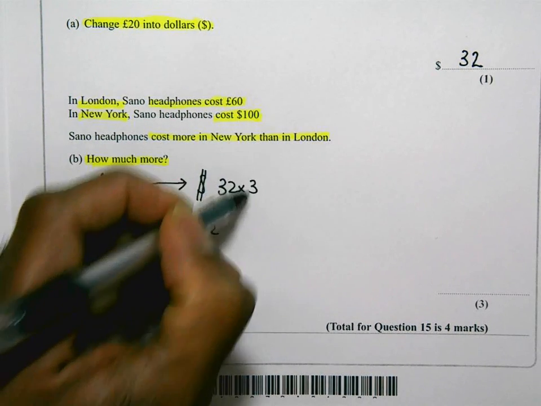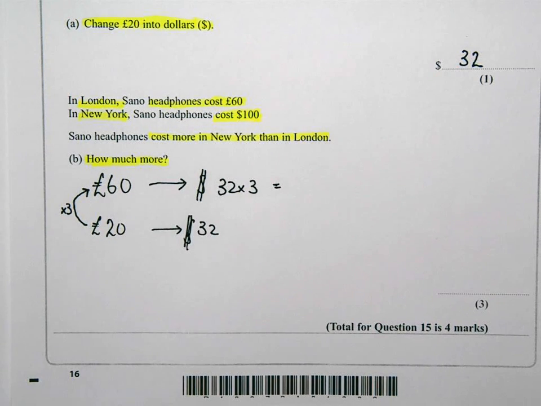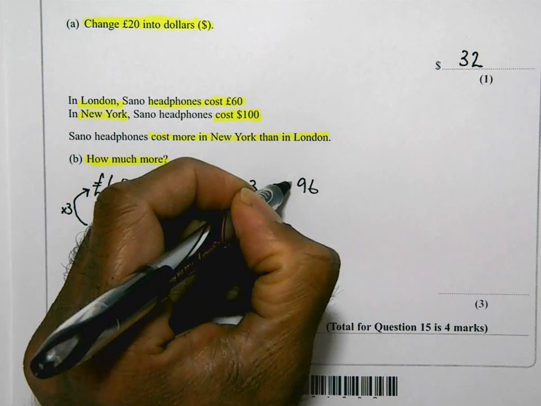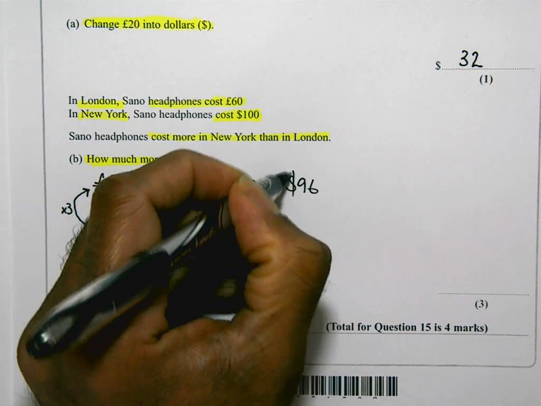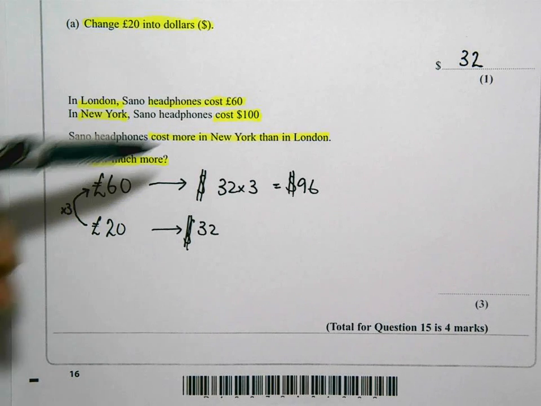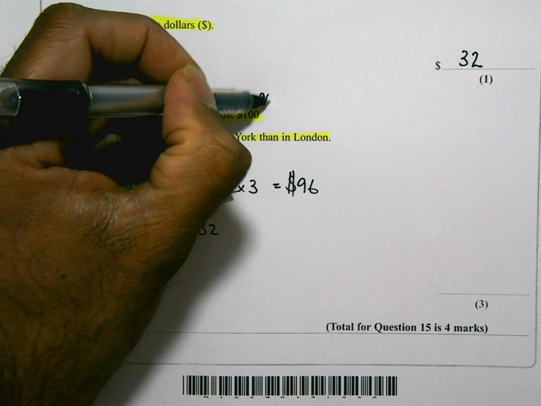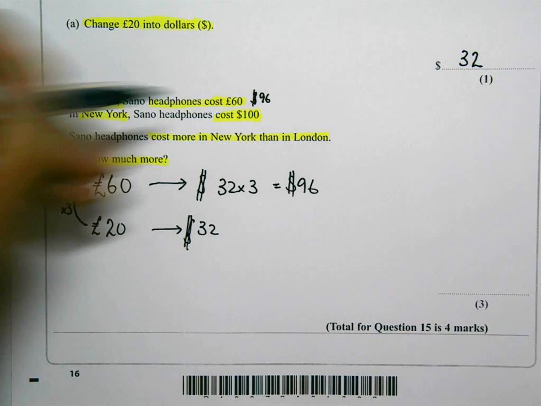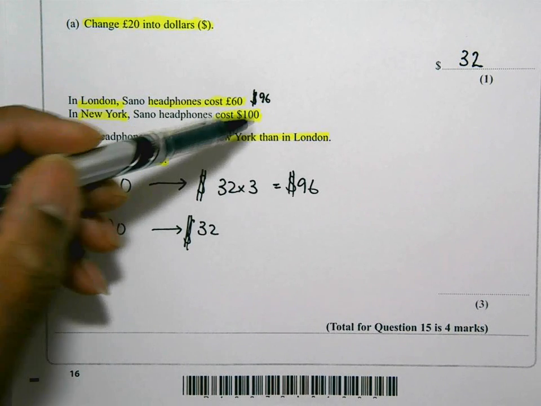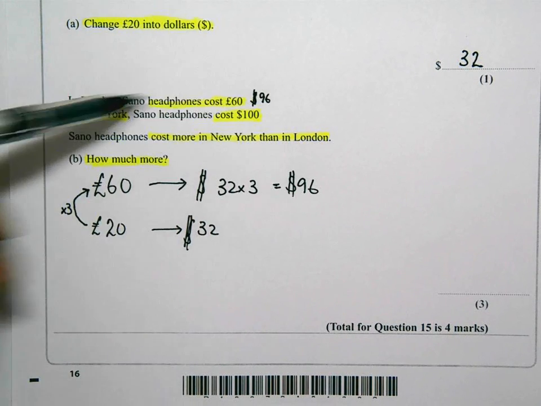Now I know 32 times 3, that's 3 lots of 30, which is 90. 3 lots of 2 is 6. So together, that's $96. Okay, so that means that the 60 pounds is worth $96. The question says, Sano headphones cost more in New York. Yes, they do. They cost $100 in New York, and in London they're the equivalent of $96.